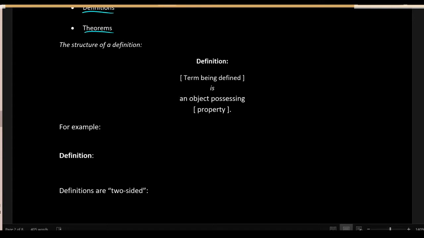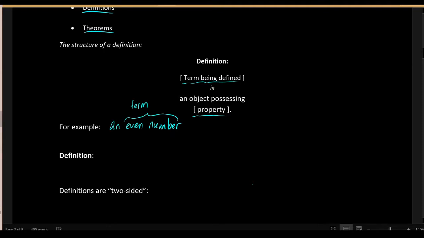Now, definitions have a basic structure. There's some term, some word that you're trying to define, and there is some property that is satisfied by every object that could be considered that term. The term being defined is an object possessing some property. For a simple example, someone would say an even number. An even number. This is the term that they're trying to define.